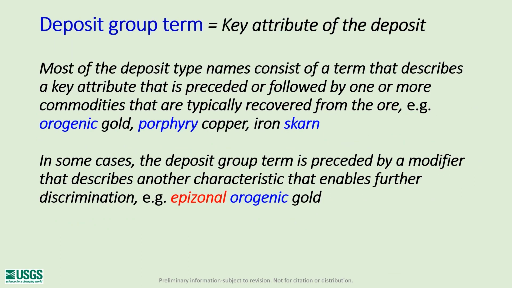We found that most of the deposit type names in current use consist of a term that describes a key attribute that is preceded or followed by one or more commodities that are typically recovered from the ore. For example, orogenic gold, porphyry copper, or iron skarn. In some cases, the deposit group term is preceded by a modifier that describes another characteristic that enables further discrimination, such as epizonal.